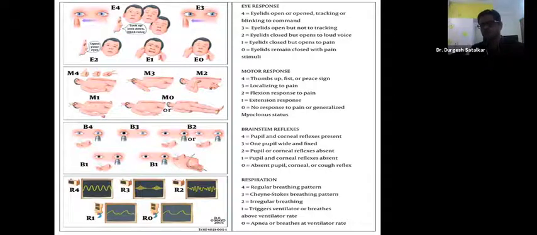Again, for brainstem reflexes, 0 means there are no pupillary, corneal, or cough reflexes, and 4 means all reflexes are preserved. For respiration, 4 is a patient having a regular breathing pattern, and 0 means the patient is apneic or breathing at the ventilator rate.